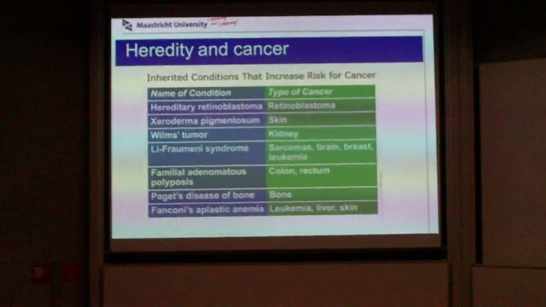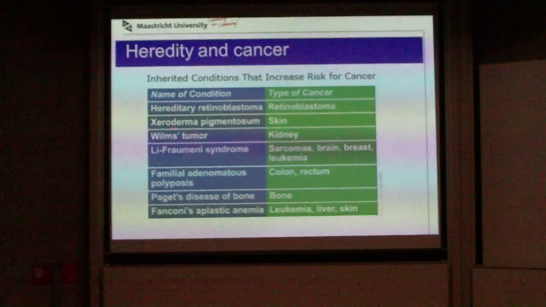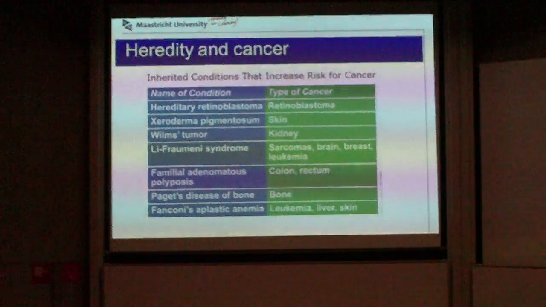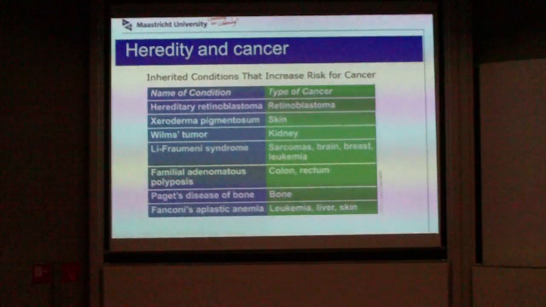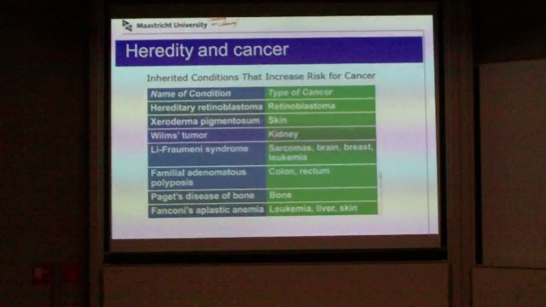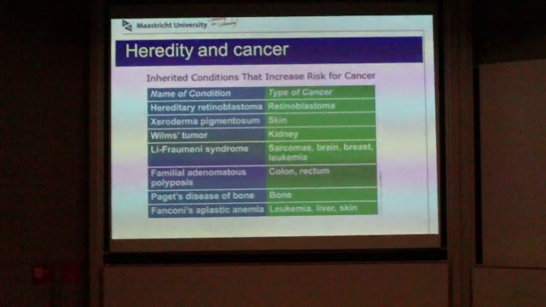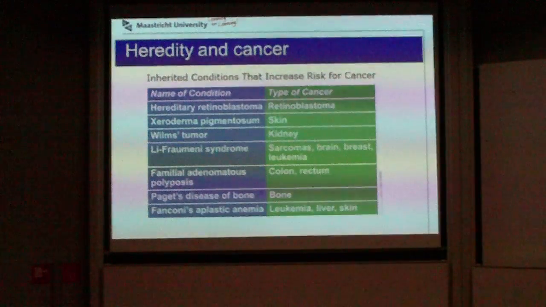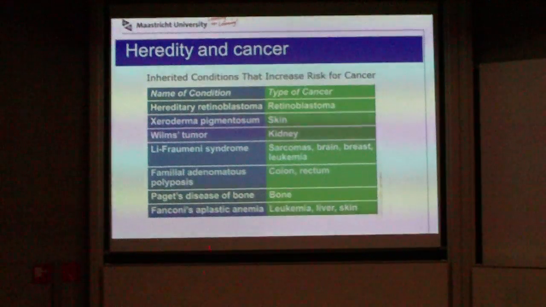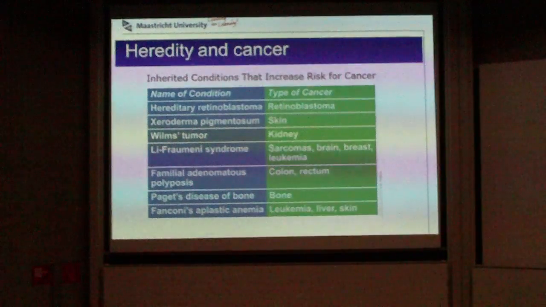There are also inherited conditions that increase risk for cancer. So this whole list here: retinoblastoma, xeroderma pigmentosum, I will come back to that one. It's an enormous increase in cancer risk. There is also familial adenomatous polyposis, which was already on the previous slide, where people intermittently develop a large number of benign tumors in the colon that, if they are not removed, have a high risk to develop into colorectal carcinoma. So there are also inherited conditions, and in that sense, you can also say that cancer is a genetic disease.